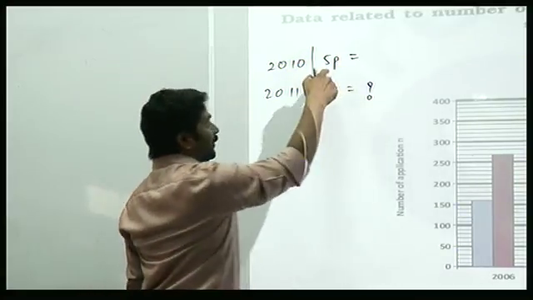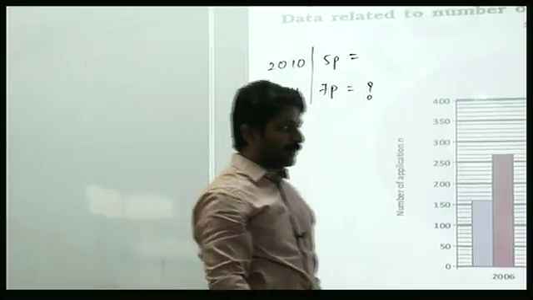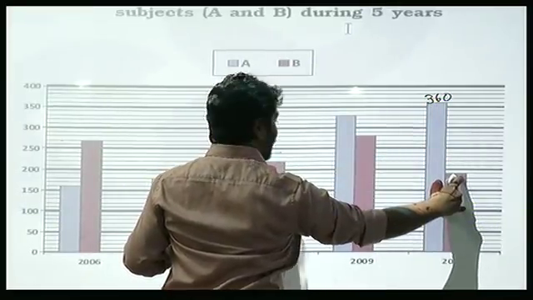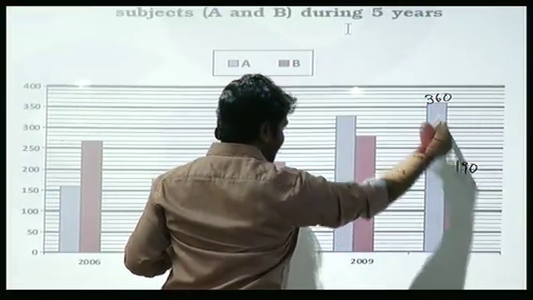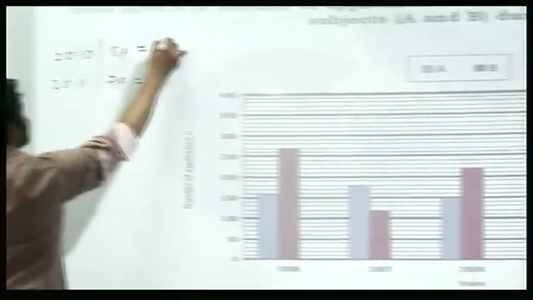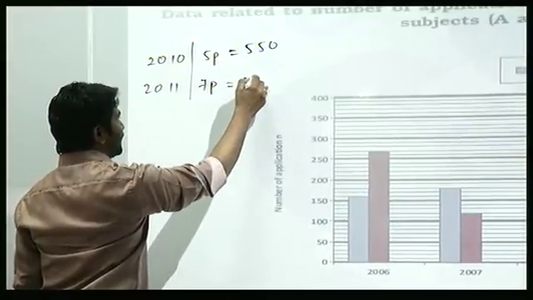But now you need to calculate total number of applications received in 2010. So this is 360 and this is 190. 360 and then 190, 550. So 5 parts is 550, 7 parts become 770.